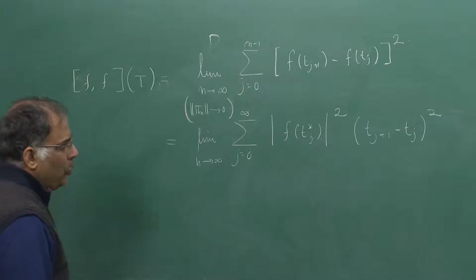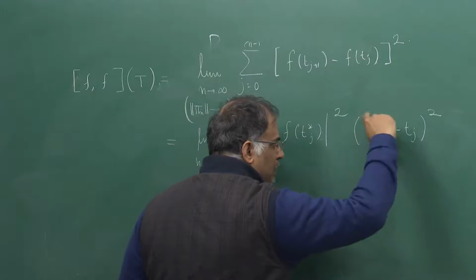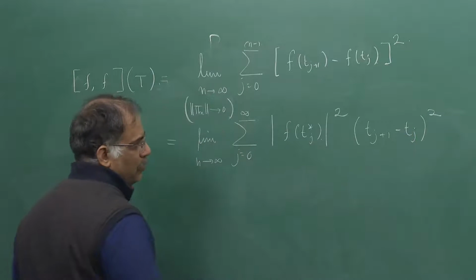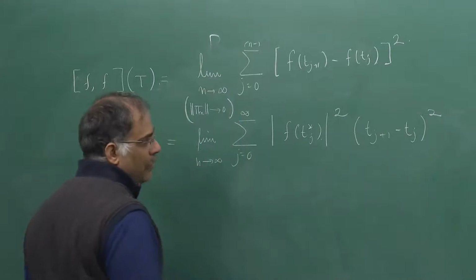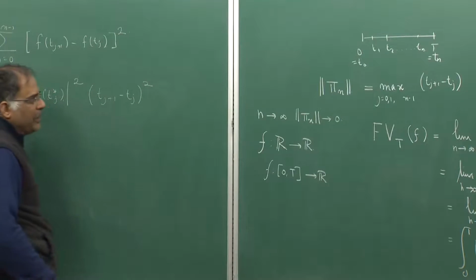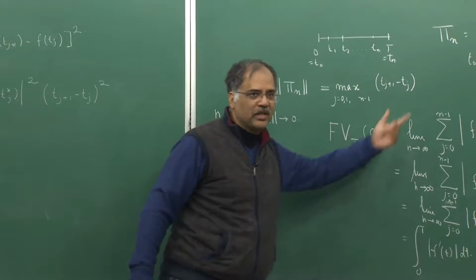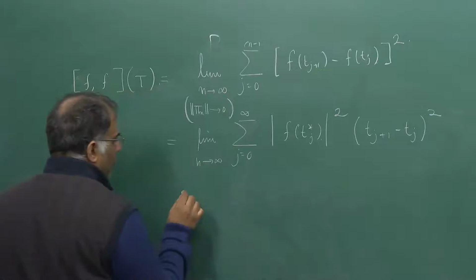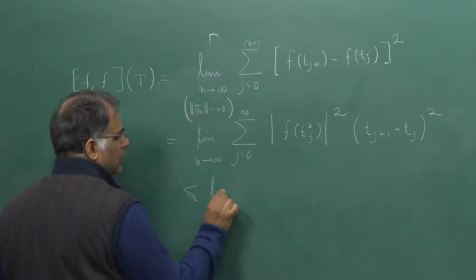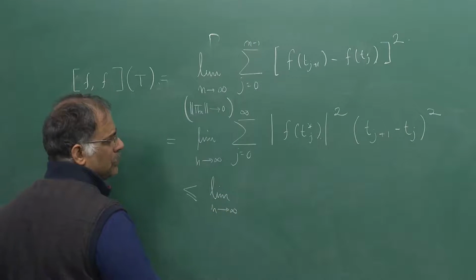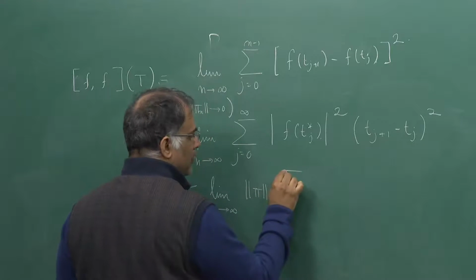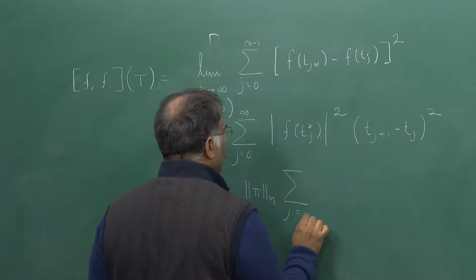Now if I write this as tj plus 1 minus tj into tj plus 1 minus tj, this breaks the square into two parts, the product of two similar parts, and one of them is obviously less than or equal to norm of pi n, because pi n is the maximum of the interval size. So I can write this as less than or equal to limit n tends to infinity of norm of pi n into summation j equal to 1 to infinity.